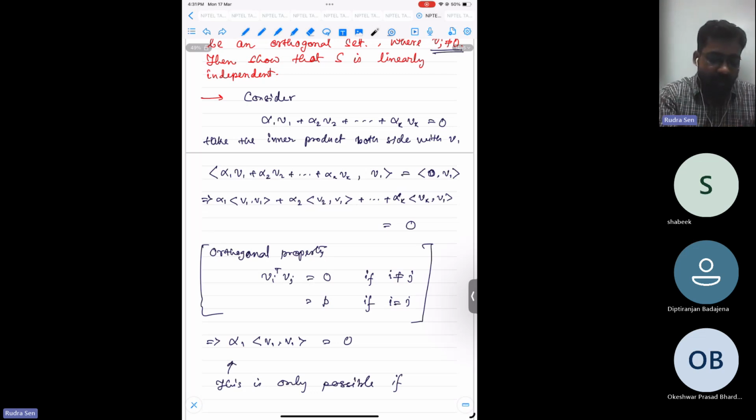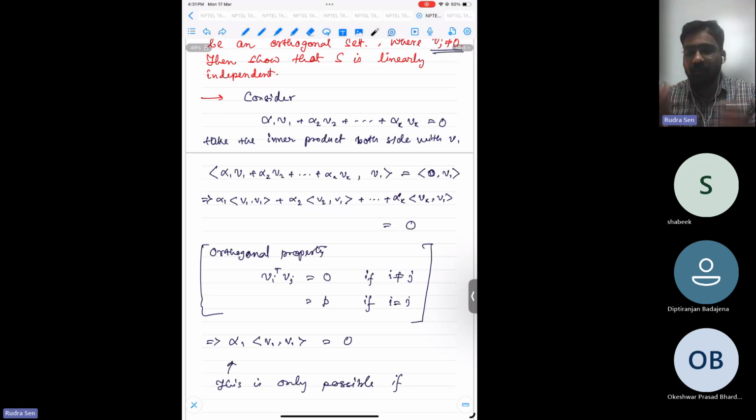You can do the inner product with V2, then VK, V3, then up till VK, and you say that alpha 1, alpha 2, up to alpha k all are 0, which signifies that all the alpha i's are 0, means V1, V2 up to Vk all are linearly independent vectors.